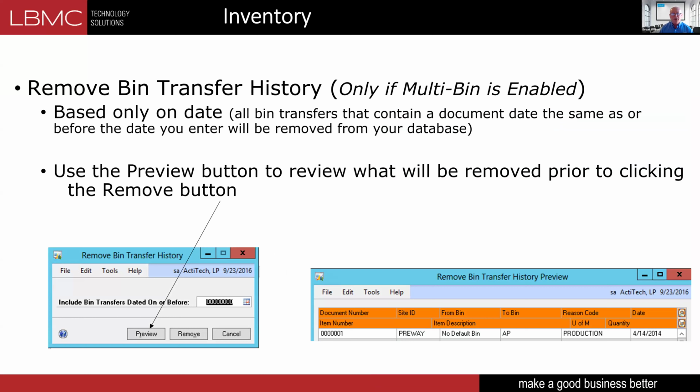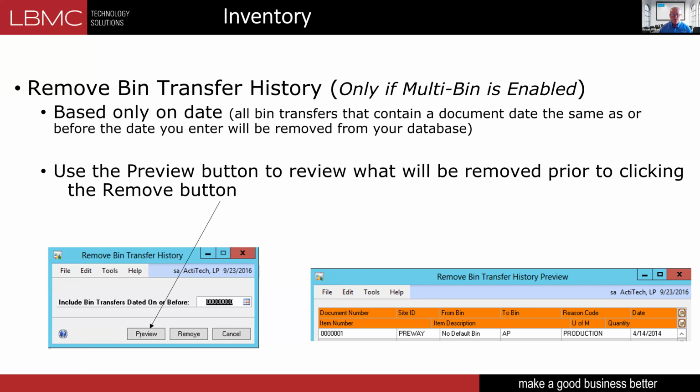And so we can remove that. This one's very simple. We just put in a date, and anything on or before that date will be removed. And it's just the history. We're not removing items or quantities or anything of the sort. We're just removing that transaction that said, hey, we're going to move this product from bin A to bin D, from 2000. Yeah, we probably don't need that history.